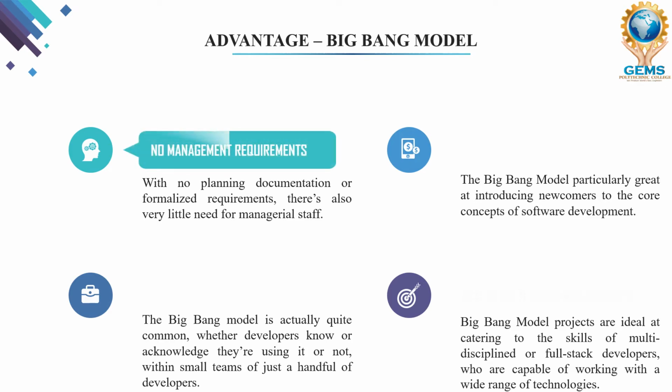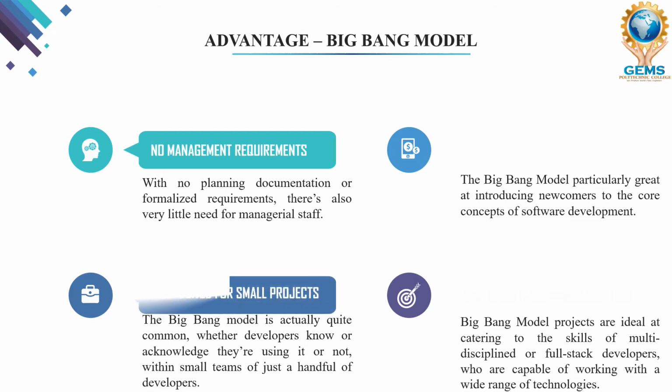So in advantages, first point, there is no management requirement. Unlike other models, where proper documentation and proper requirement gathering are needed, in the case of the Big Bang model there is no proper management requirement. That means they are not giving much emphasis to planning, documentation, or making formalized requirements, right? So there is no proper requirement in the case of the Big Bang model. So this is one of the advantages, but on the other side it also becomes a disadvantage.